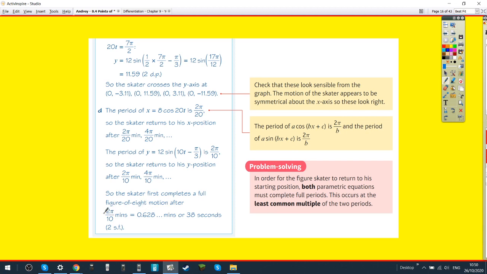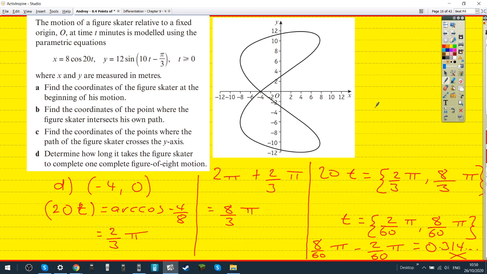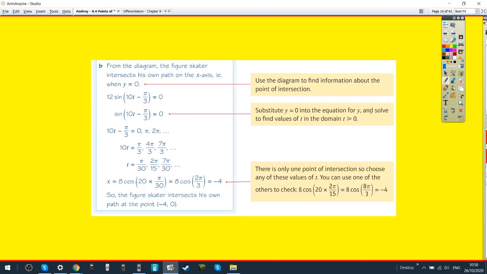2 pi over 10. So it's 1/5 pi, and it's roughly 38 seconds. You times that by 60. Any questions about that part of it? Question D? No. Oh, tricky. But other than that, I think it's all right.